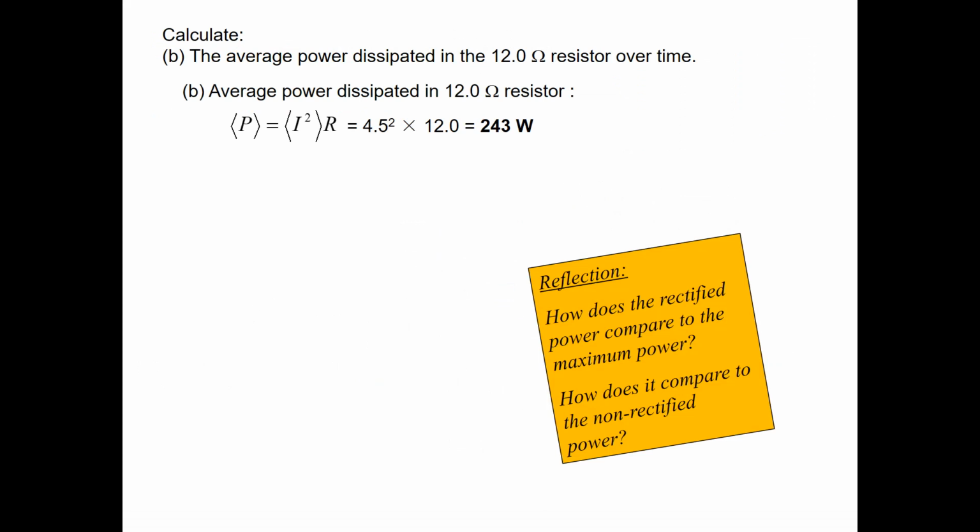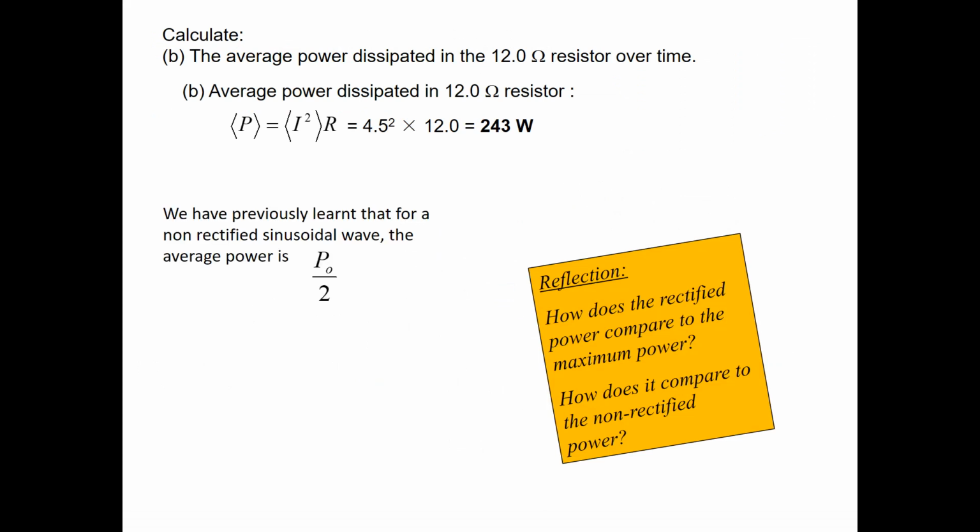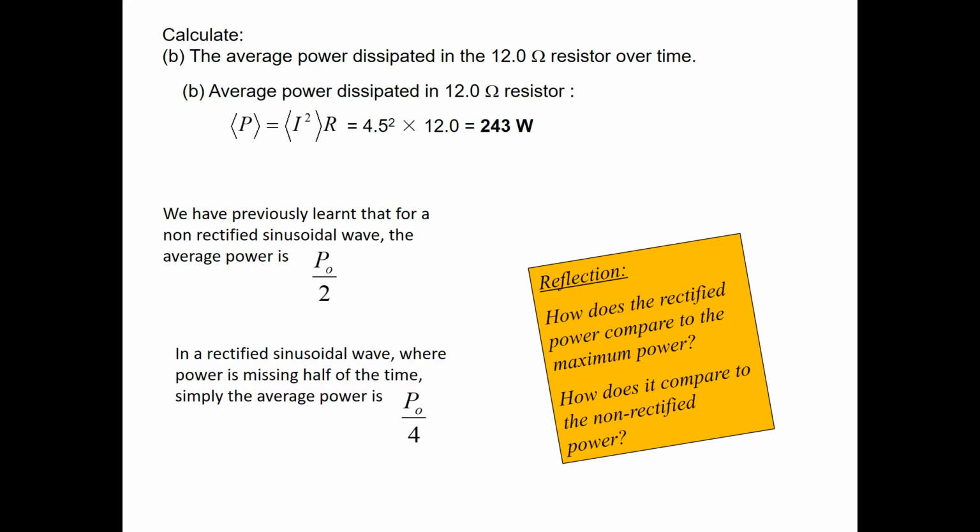And you notice something else. In the non-rectified sinusoidal wave, the average power is half of the maximum value. We learned that last week. Here, we realize that because you remove the power half the time, the power must be half of what you have previously. So P0 over 2 becomes P0 over 4. Right? It's a very logical deduction.